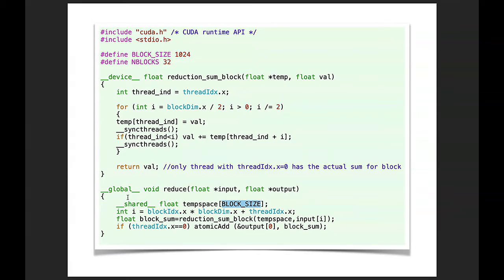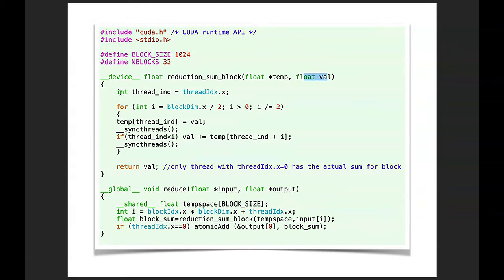Then remember, this is a kernel, so this code is launched by every single thread which I have created. So it's the number of blocks times the block size. Here, each thread computes the element i of the vector it is responsible for, and it calls a function called reduction sum block, which uses the temporary space and the element i of the input array which the thread is responsible for. And then here's our function, reduction sum block. It takes as argument this shared space, and val is the value that it has to add.